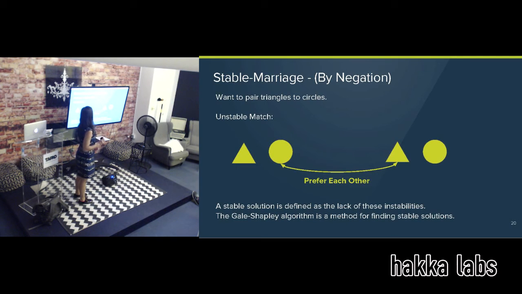In the case where this circle could still prefer this triangle, but as long as this triangle prefers this circle over that one, we're good. Because in that case, this triangle is like, I'm not trading up to be with this circle, so I'm good where I am, right? So that's a stable solution. Stable solutions are not unique. You can actually have multiple stable solutions. So just feel good about that as you go out in the world looking for love.